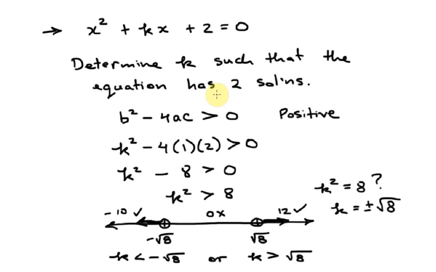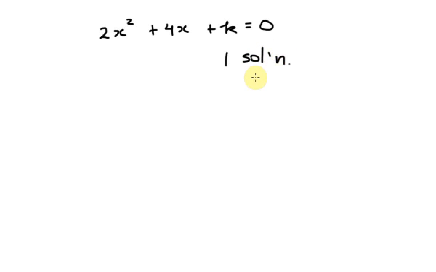Okay, let's do my last example now, and it looks like this. We're going to try to find k so that the following quadratic equation, so 2x squared plus 4x plus k equals 0. There's my quadratic equation, and we want to try to figure out what k is, so that we end up with one solution. Not two and not no solution, but one solution.